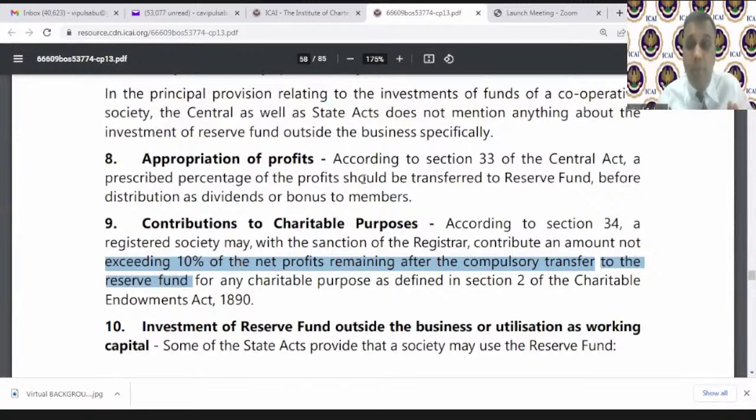The profits remaining after transferring the compulsory amount to the reserve fund. Whatever is remaining, up to 10% of it you can use for donation, less than or equal to 10%, not more than that.